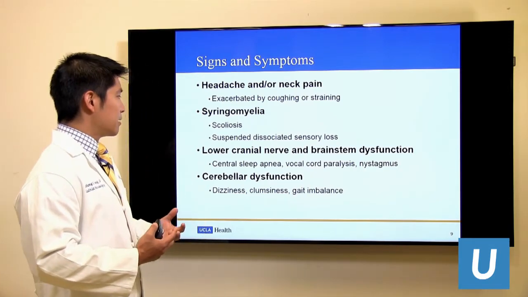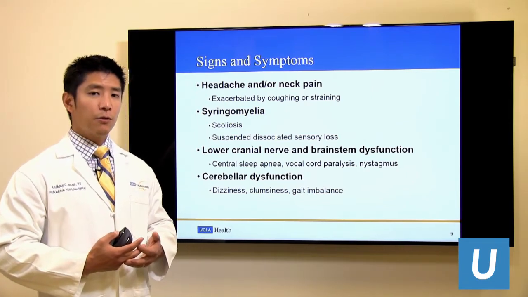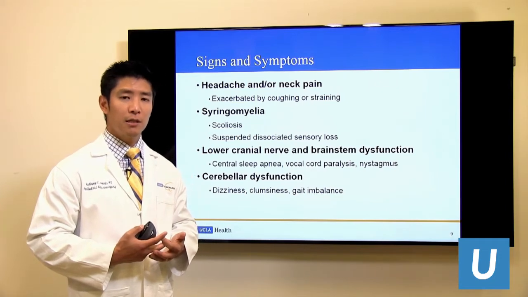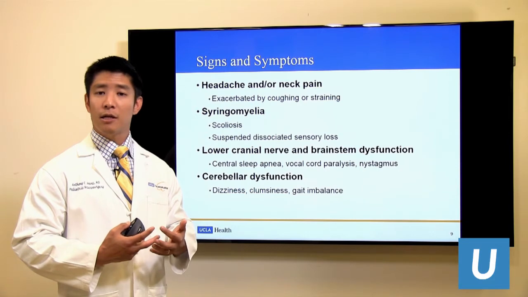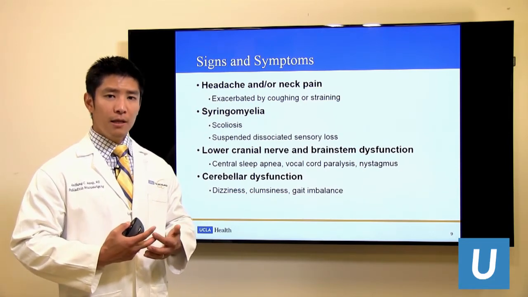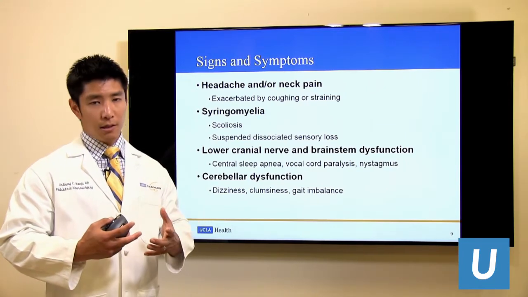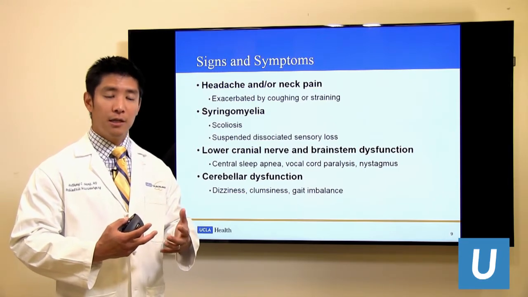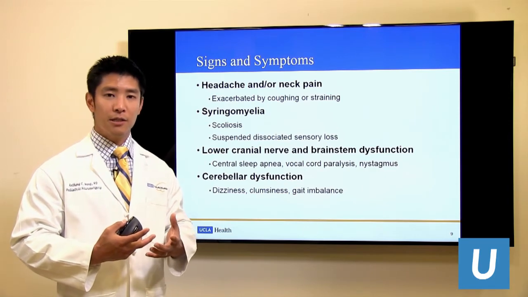Syringomyelia will present typically either as scoliosis or as what we describe as a suspended dissociated sensory loss, in that the sensory loss happens at the level where the syrinx exists, and the pathology occurs from the inside out. So very frequently you'll experience loss of pain and temperature sensation before you experience other types of sensory loss.